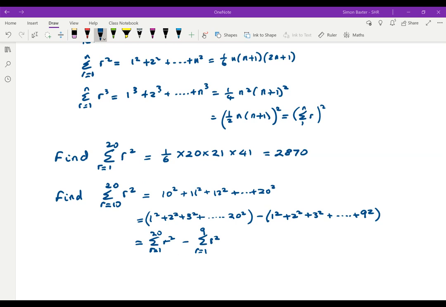The first one we've already done, that is 2870. The second one is 1 over 6, n in this case is 9, so that's 9. n plus 1 is 10. 2n is 18, plus 1 is 19. And if we press the buttons on that, we get 2585. So not difficult, but if you're careless, some people subtract sigma 1 to 10 instead of 1 to 9. A little bit of thought shows that that shouldn't be done.